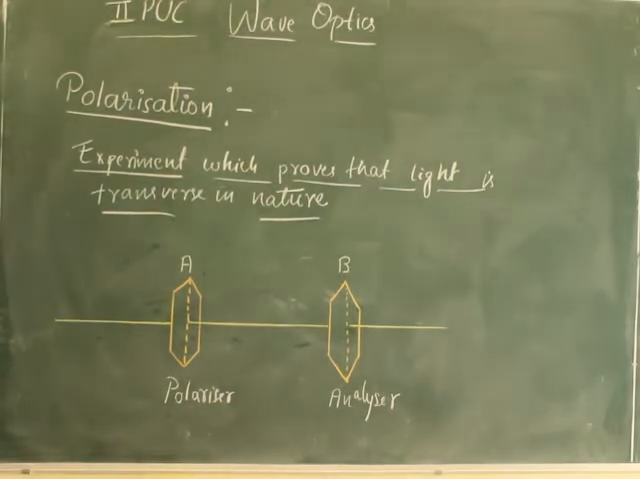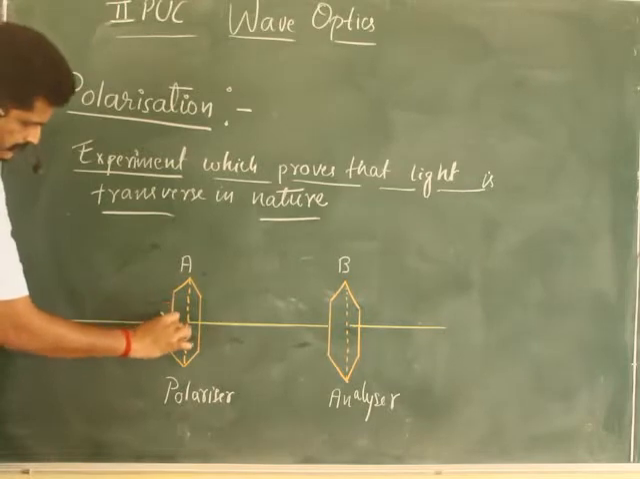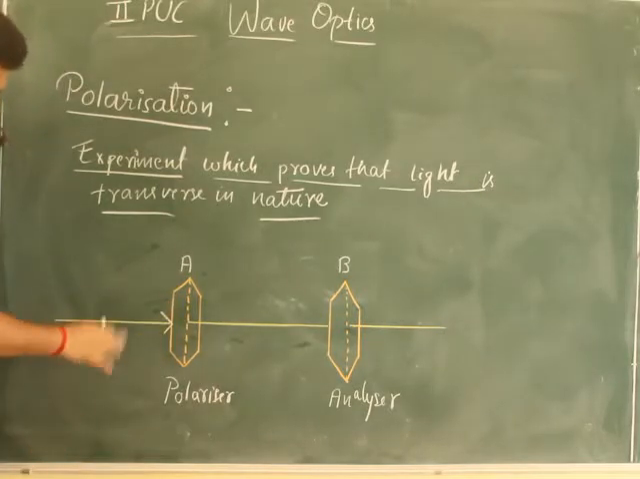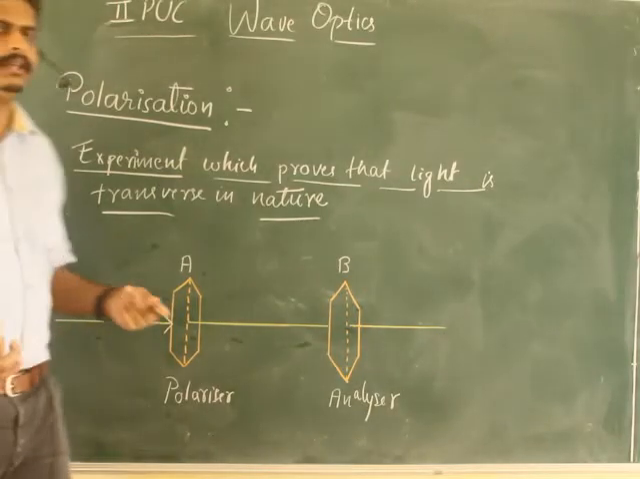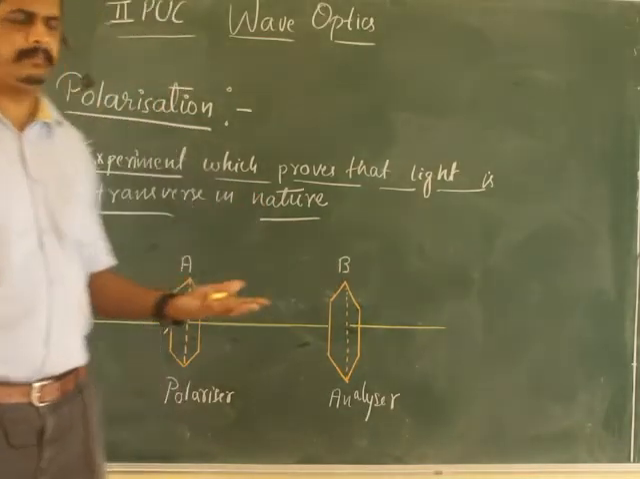Now, what is the coming light here? Light comes in this particular direction, correct? Like this. So whether it is polarized already? No. So from the sun, what we get? We get the unpolarized light.